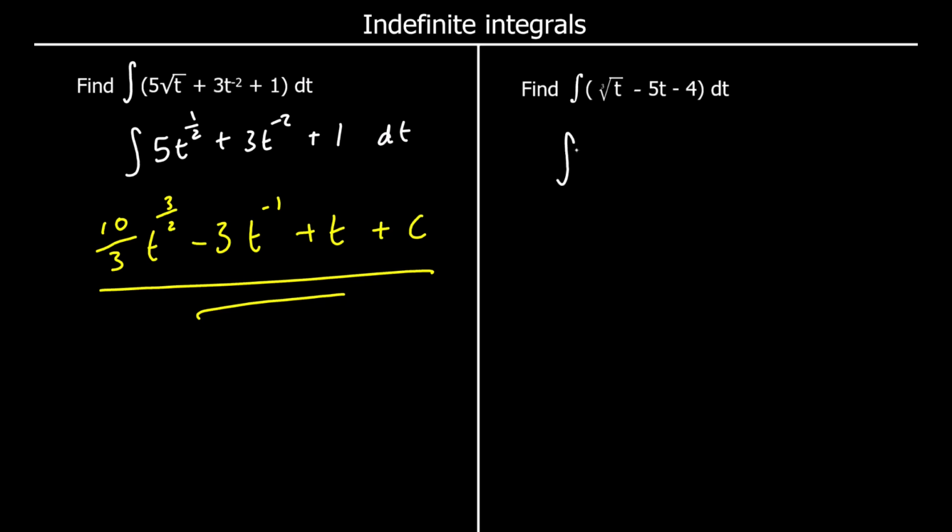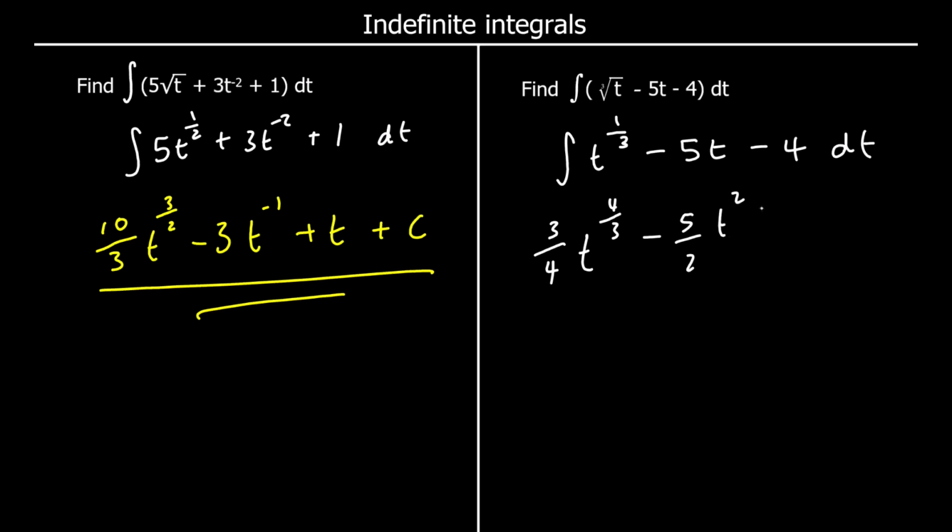So this time we're integrating t to the power of a third minus 5t minus 4 with respect to t. So we want to add 1 to the power and divide by the new power. Dividing by 4/3 is the same as timesing by 3/4. Add 1 to the power, divide by the new power. Negative 4 becomes negative 4t, and we plus c on the end.